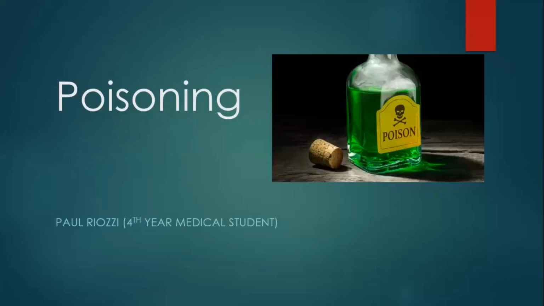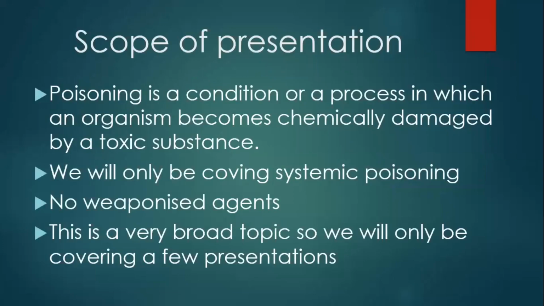Me again. Back this time, we're going to be talking about poisoning. So poisoning is a condition in which an organism becomes damaged chemically by any sort of toxic substance. In this presentation, we're going to be covering systemic poisoning.